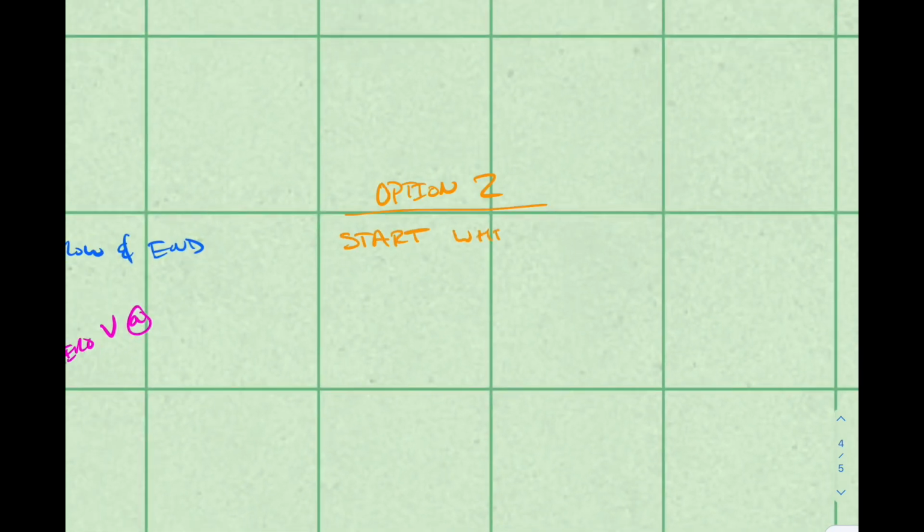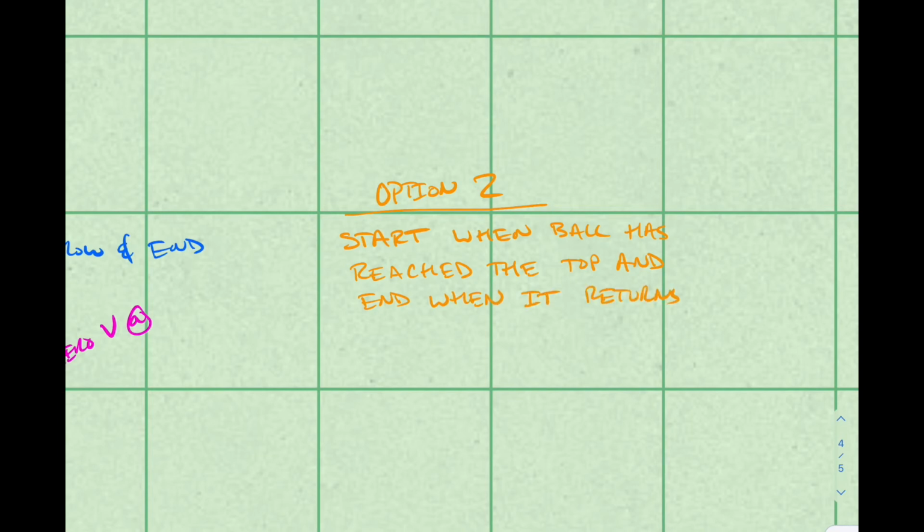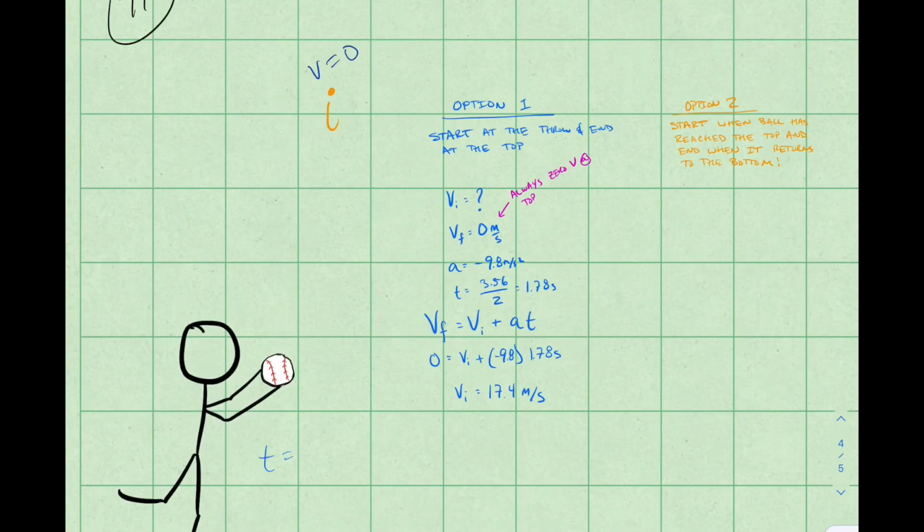Option 2 is just as valid, and in this case, we can start looking at it when the ball is already at its highest point. So it's like we close our eyes for the trip up, we open them when the ball is at the highest point, and then we watch it fall. All right, so just like before, we're only looking at half the trip. This is not the only way to do it. These are just two ways to do it.